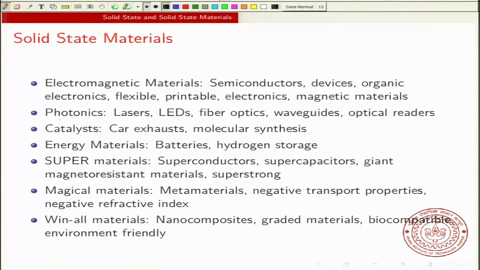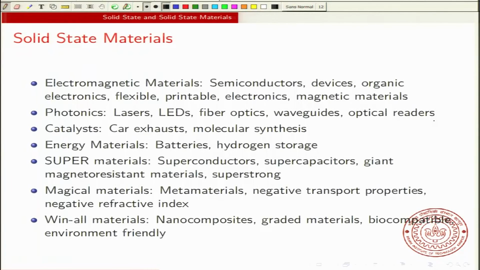Then there is a whole class of materials which I would classify as photonic materials. These have various interesting optical properties. For example, the materials that are used for lasers, for LEDs, fiber optics, waveguides, optical readers, etc.